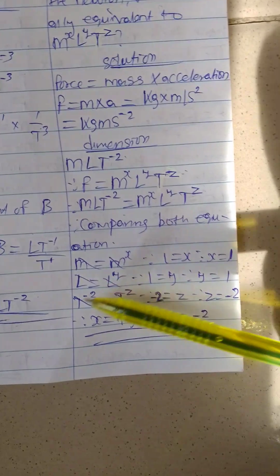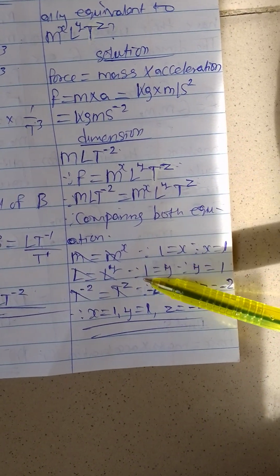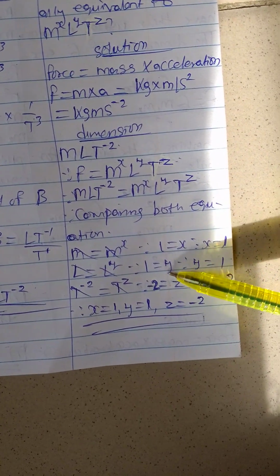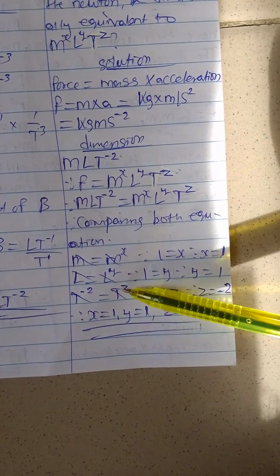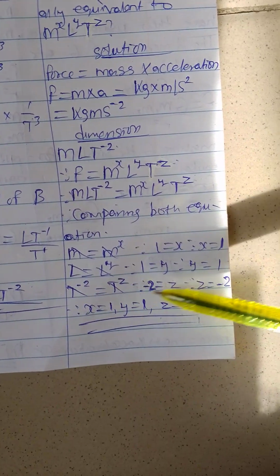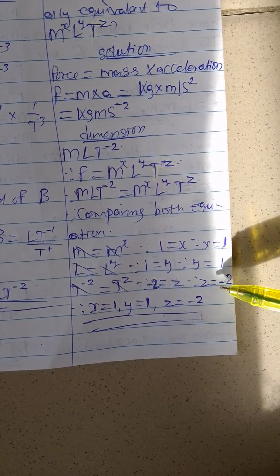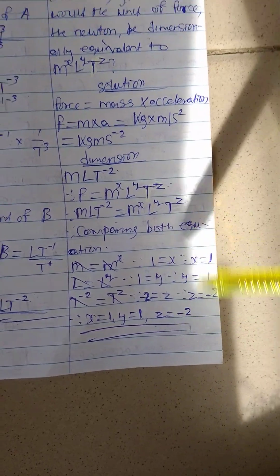Now take L is equals to L raised by y, right? So if L is to cancel out L, remains 1 is equals to y. So y is equals to 1. So let's take T. We have T raised by minus 2 is equal to T raised by z, right? And T cancel out T here, remains minus 2, becomes z. Therefore z is equals to minus 2. Now therefore x is 1, y is 1, and z is minus 2. Very, very simple.